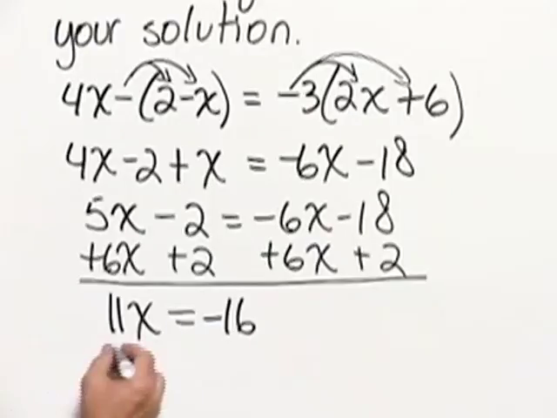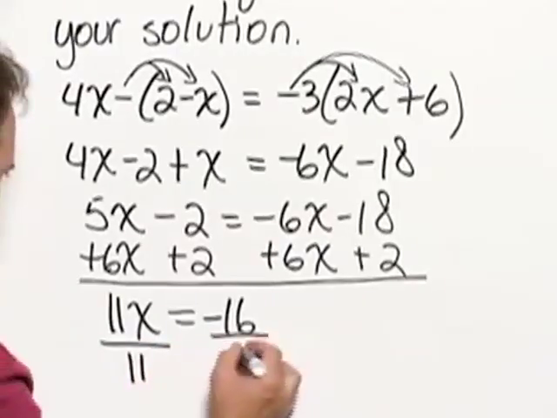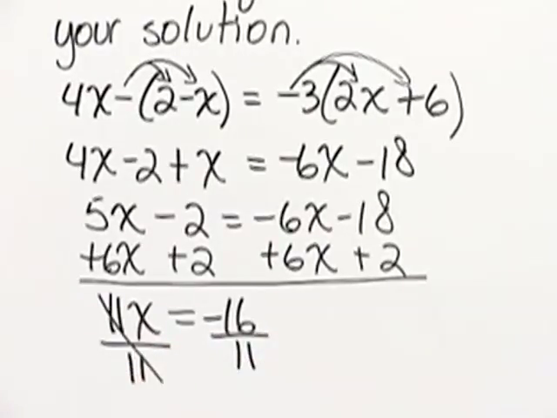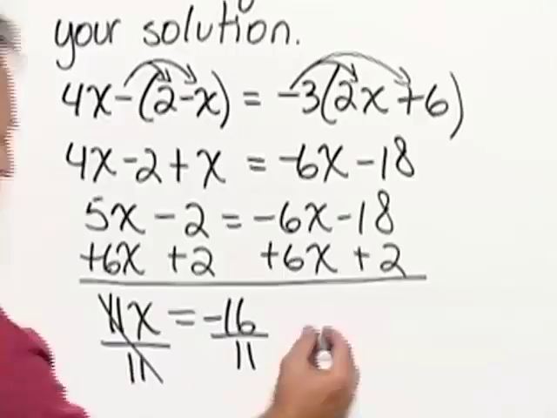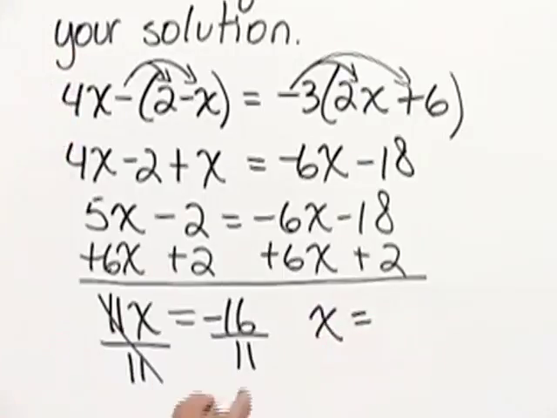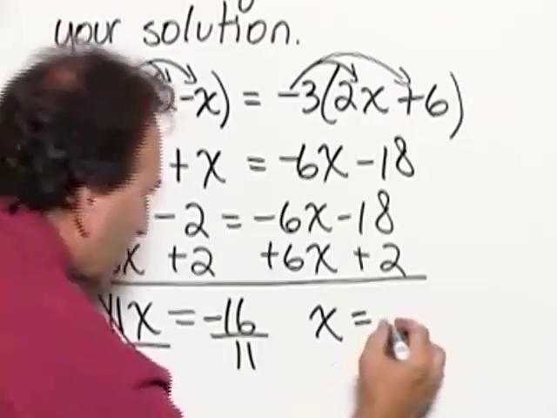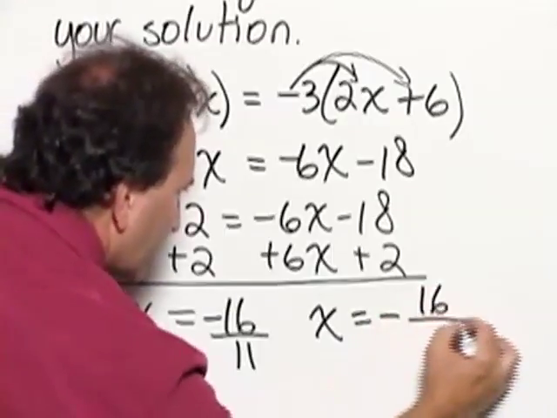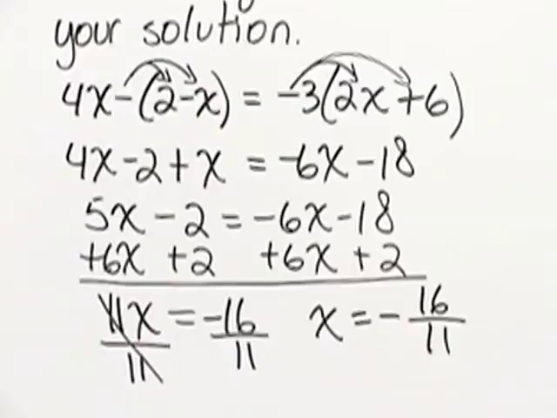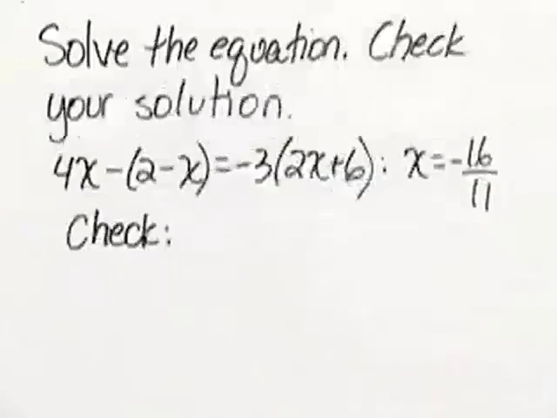I now divide both sides by 11. On the left-hand side, of course, the 11s cancel, and we have plain old x. And on the right-hand side, that is already in a reduced form, so the answer is x equals -16/11.